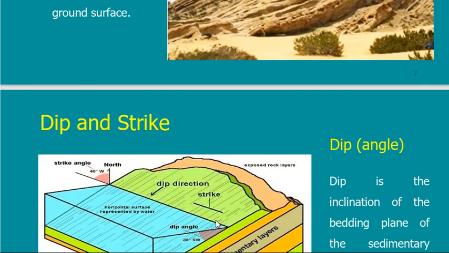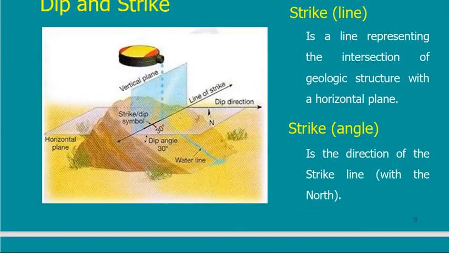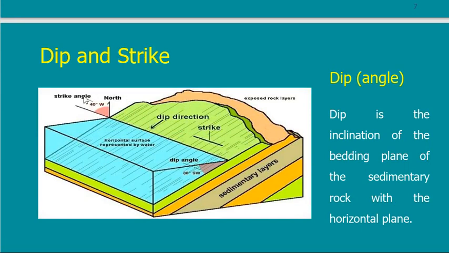To define this line, I have to give it an angle. What is the angle? Look here. Also back to this. This line is the line of the strike. If I measure the horizontal angle between the strike line and the north, then this is the angle of strike. So now I have an angle for dip and an angle for strike.